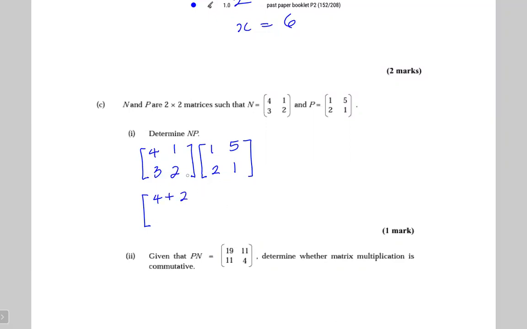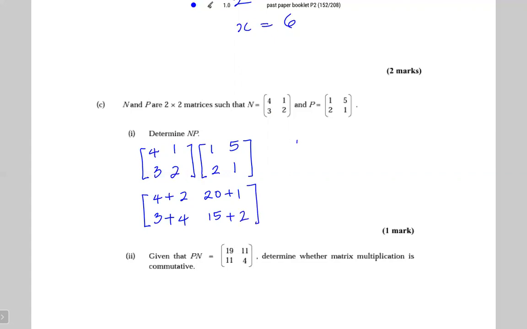Top row, right column, 4 times 5 is 20, and 1 times 1 is 1. Bottom row, left column, 3 1s are 3, and 2 2s are 4. Bottom row, right column, 3 5s are 15, 2 times 1 are 2.